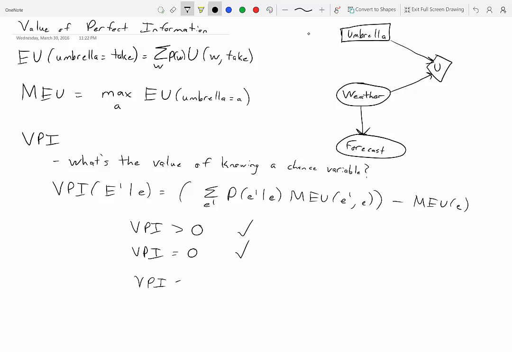Now, can my VPI be less than 0? This means that giving me more information decreases my expected utility. And this just doesn't make sense, because getting more information should never hurt you.